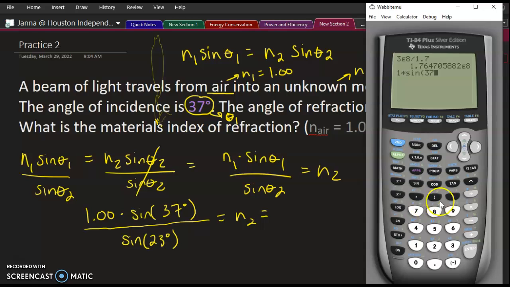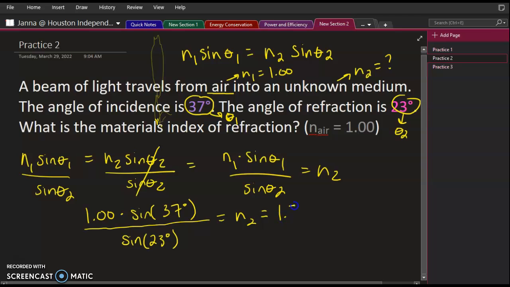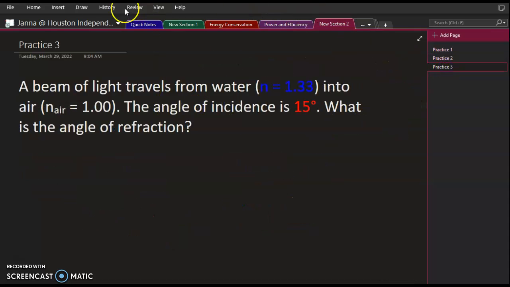You could, of course, omit the 1. Any number times 1 is just that number itself, divided by sine 23. Enter, and this is 1.54. Again, the index of refraction is a unitless number. Let's move on from practice 2. Practice 3, last one.